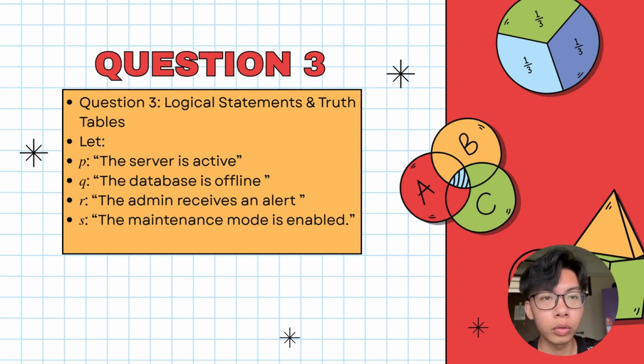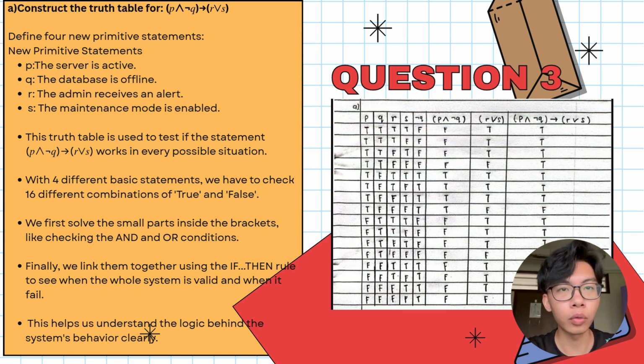So moving on to question 3, logical statements and truth tables. The question asks you to create your own 4 primitive statements. So for question A, construct the truth table for P and not Q if then R or S.